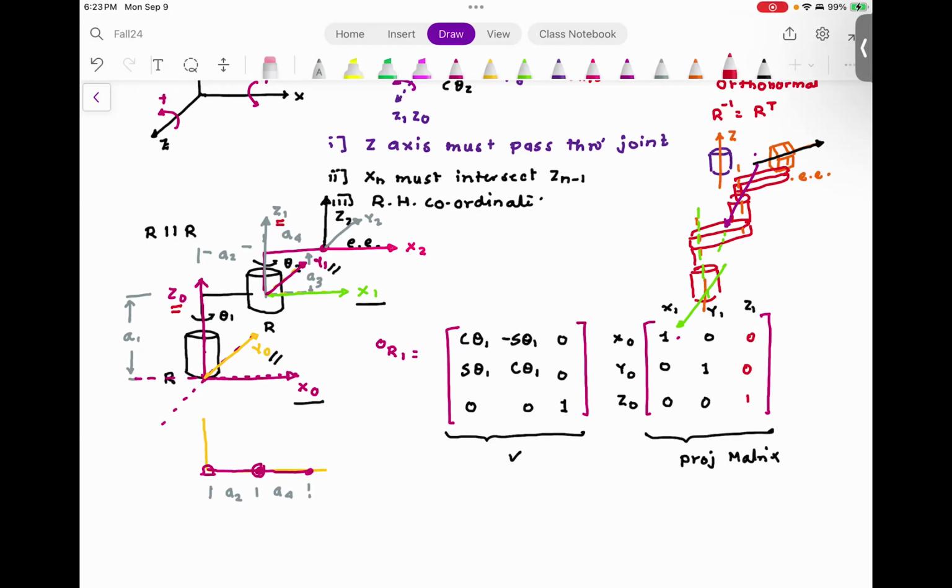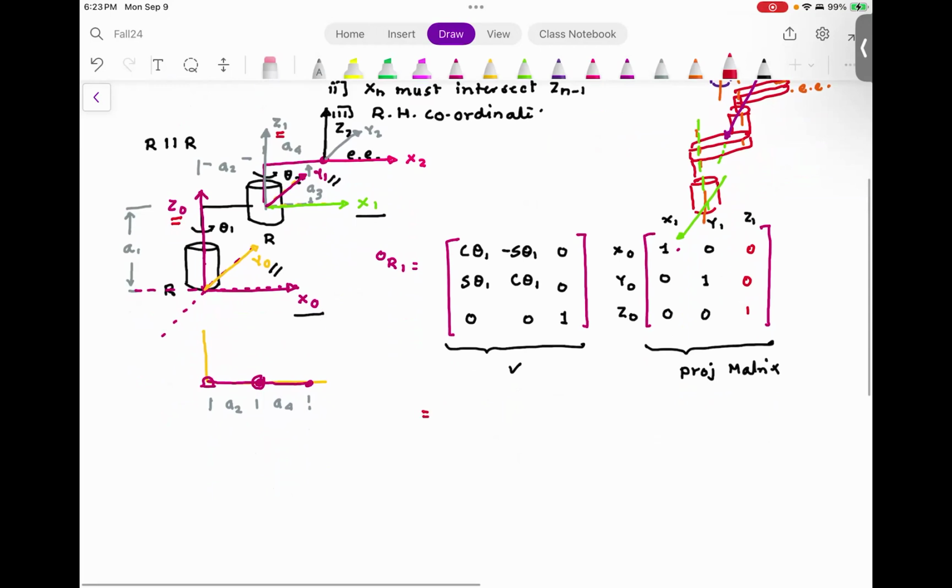In this particular case, the projection matrix is an identity matrix, which means even if I multiply by this 0R1, my result is not going to change. And this is going to be cosine theta 1, minus sine theta 1, 0; sine theta 1, cosine theta 1, 0; 0, 0, 1. So when I multiply the rotation matrix by the projection matrix, I get this final resultant matrix. Everyone understood this?